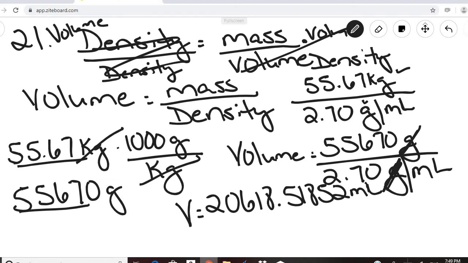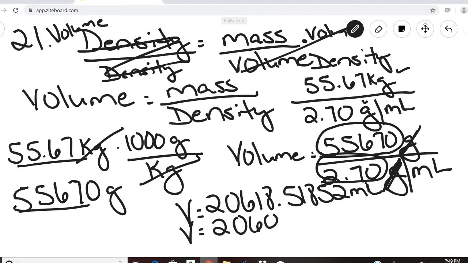Okay, then we need to look at significant figures. And we're dividing, so we have to go with the value that has the least number of significant figures. So this number has 4 significant figures. This has only 3. So we're limited to 3 significant figures. So we could write this 20600. That would give us our 3 significant figures. The 2, the 6, and the 0 that's between the two significant figures.